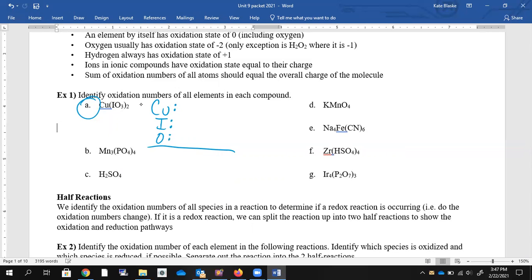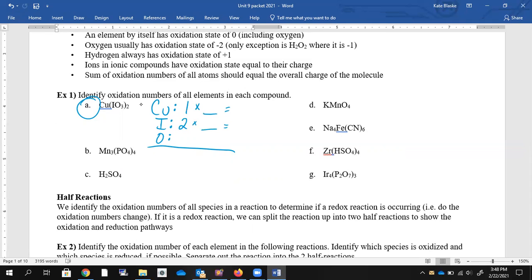You don't need to be quite this organized with it. If you can just look at it and figure things out, that's totally fine. So I've got 1 copper. I'm going to multiply it by its oxidation number and get a value. I've got a total of 2 iodines.